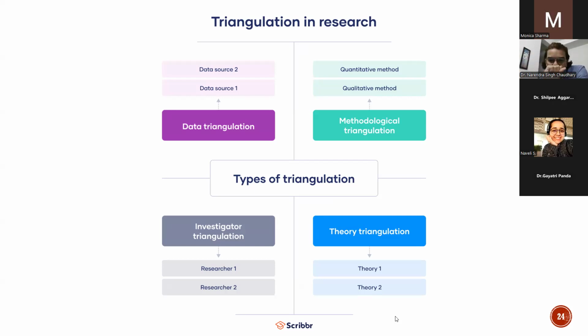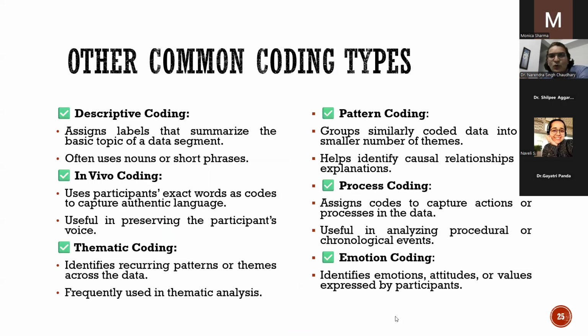Yes, sir. Great. And these are the other common coding types that we are generally using. The first is descriptive coding, assigning labels that summarize the basic topic or data segment. So generally we are using nouns or short phrases, for example, elegance or fashion, fashionable or fashion.